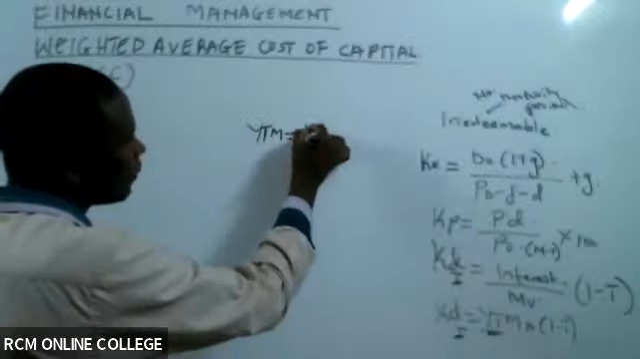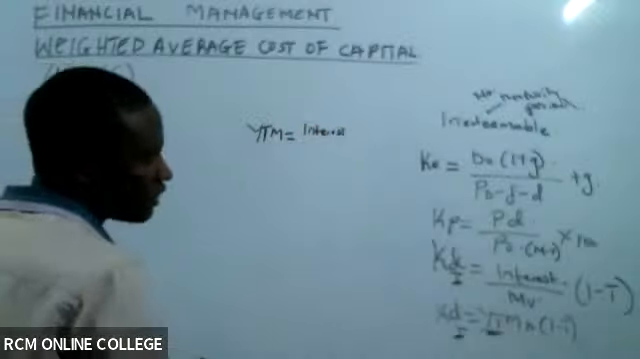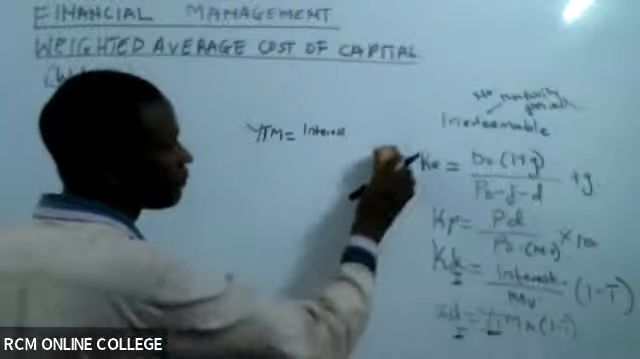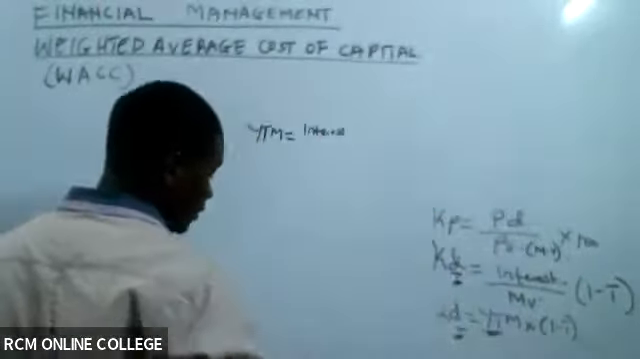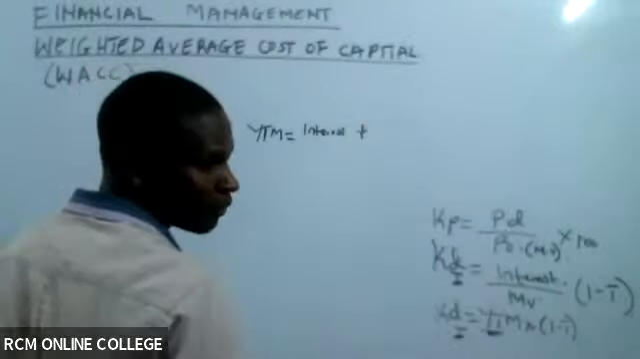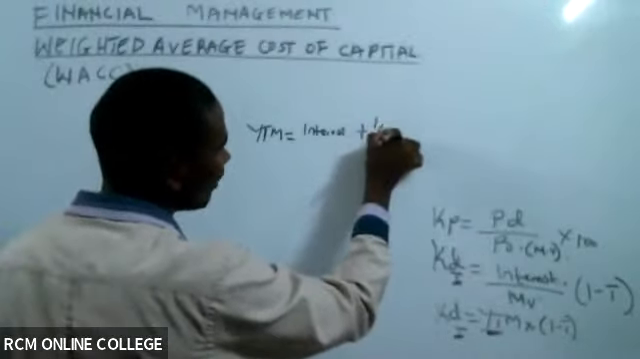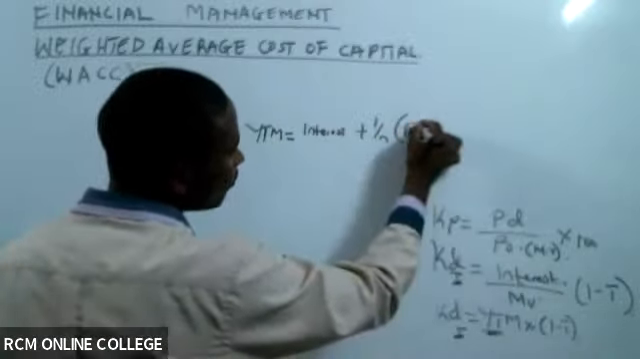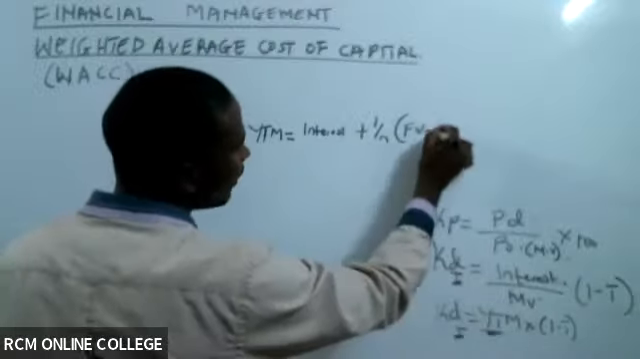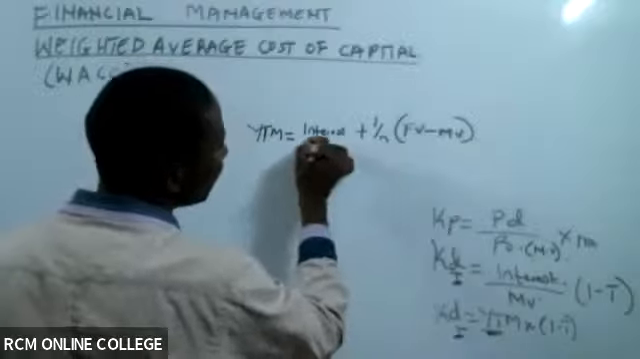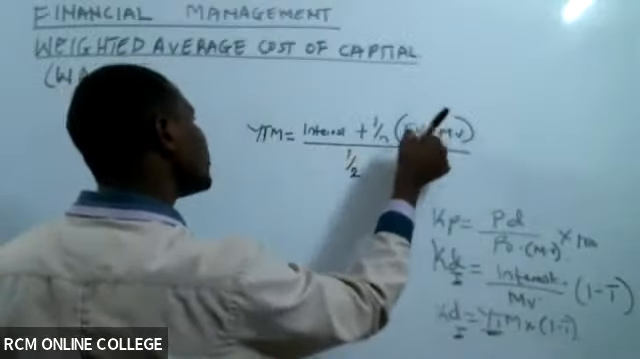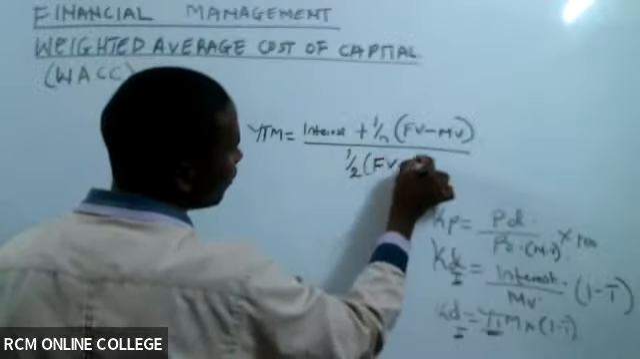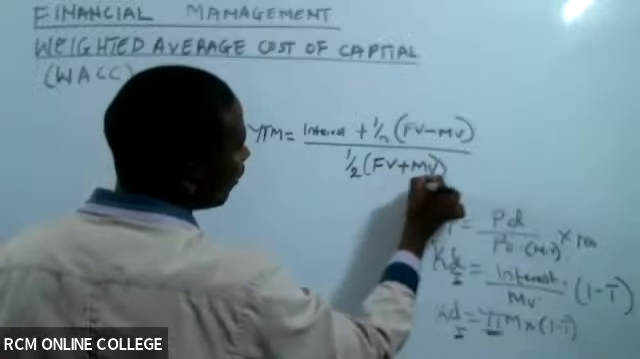YTM is simple. You get interest, you know how we compute interest. Then you add 1 over n into bracket, par value or fair value minus market value, then divide by a half of this, but now the sign changes: a half of fair value plus market value, and then that will be it.